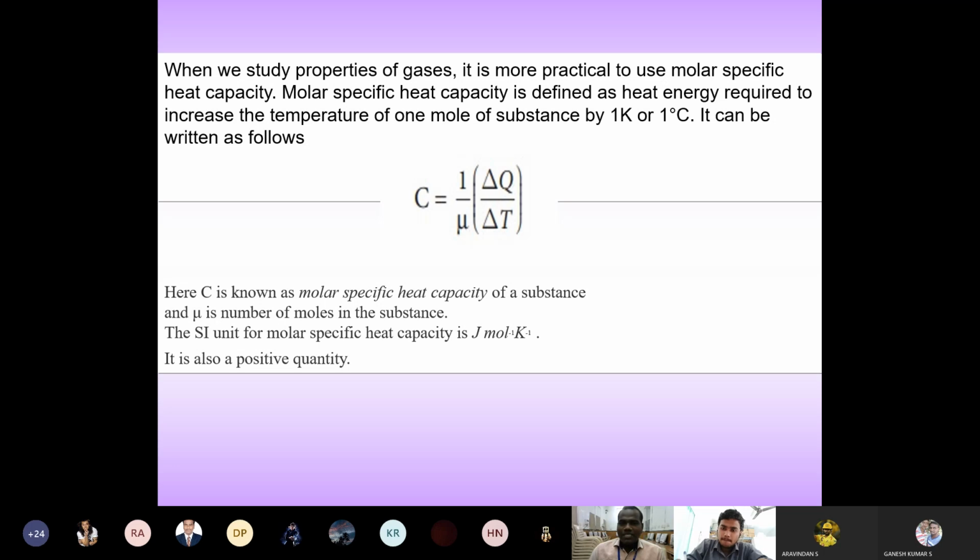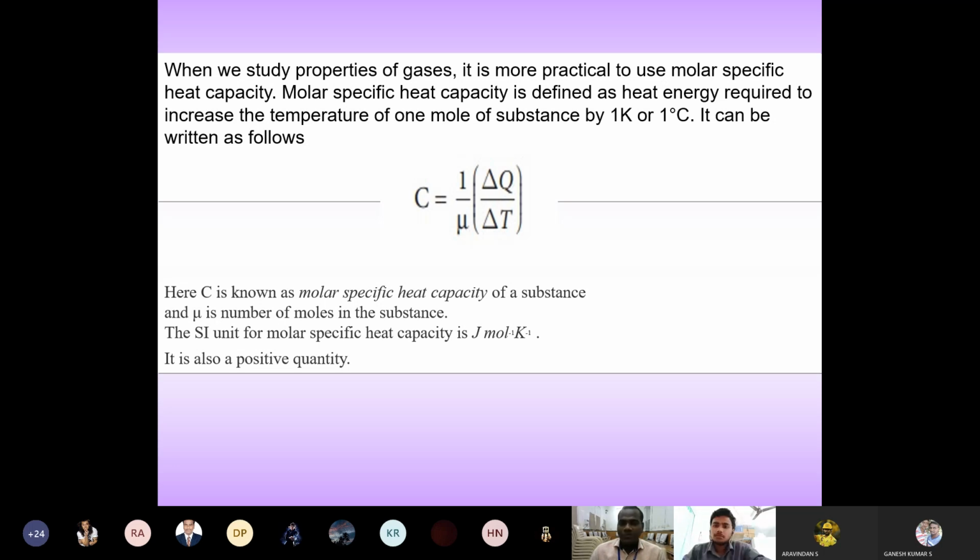Molar specific heat capacity is defined as the heat energy required to increase the temperature of 1 mole of substance. There it was 1 kg of substance, here 1 mole of substance. The definition will be the same, but you have to note the point. So if you want to know what is molar specific heat capacity, we have to take 1 mole of the substance and increase its temperature by 1 Kelvin, right?